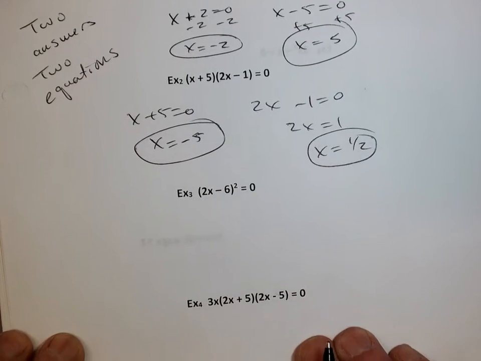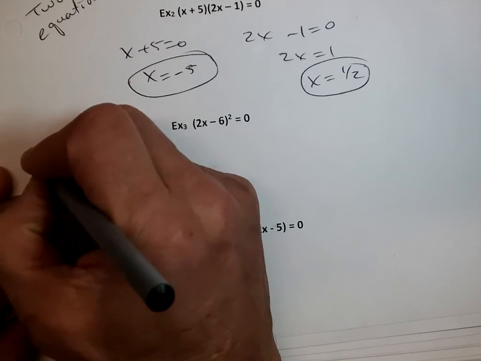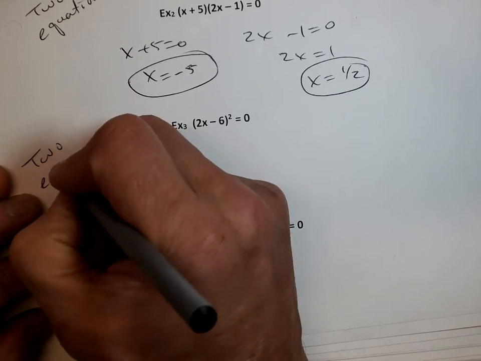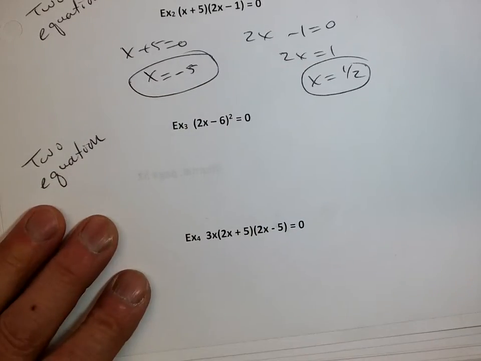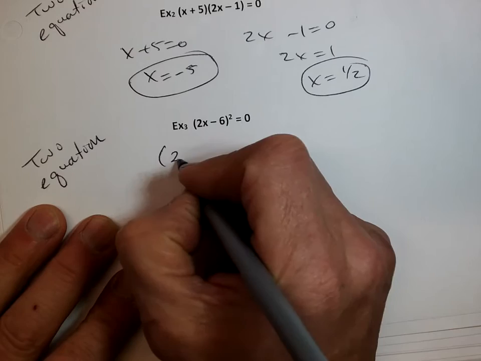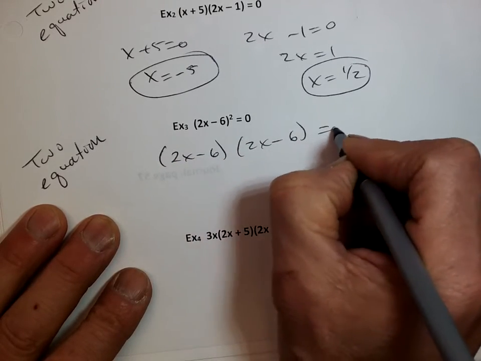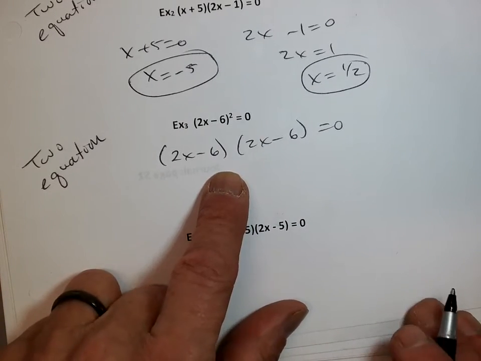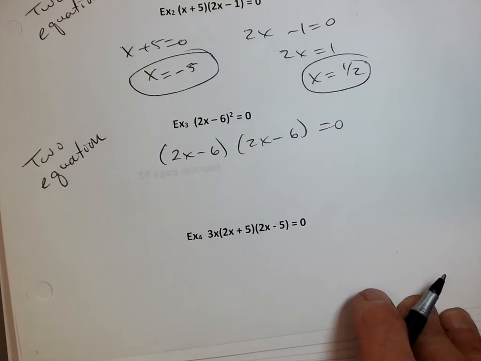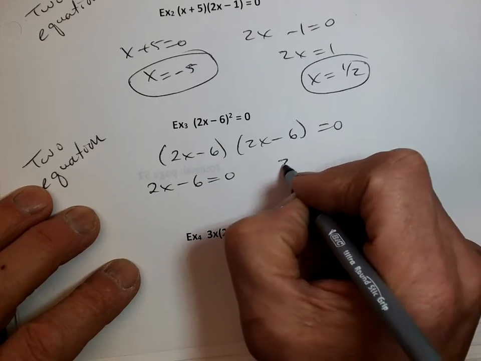Now, example 3. Still 2 answers, so I need 2 equations. Now I'm going to get the same answer twice, but we're still going to call it 2 answers. And we're going to see graphically why this is important, but not today. 2x minus 6, quantity squared, equals 0. You see the double? I have to write it twice, because squared means 2x minus 6 times another 2x minus 6. Now my mini equations are 2x minus 6 equals 0 and another 2x minus 6 equals 0.